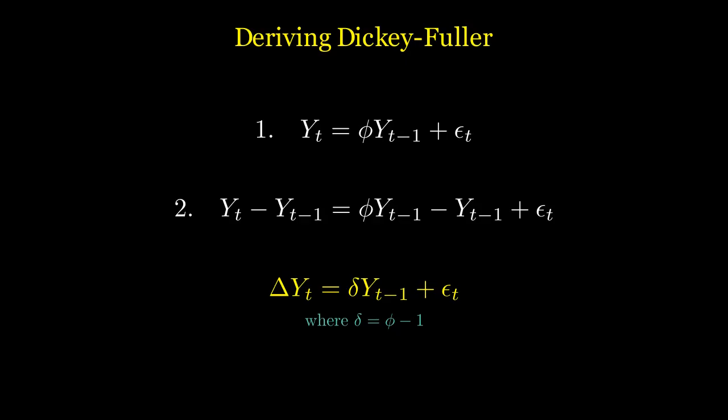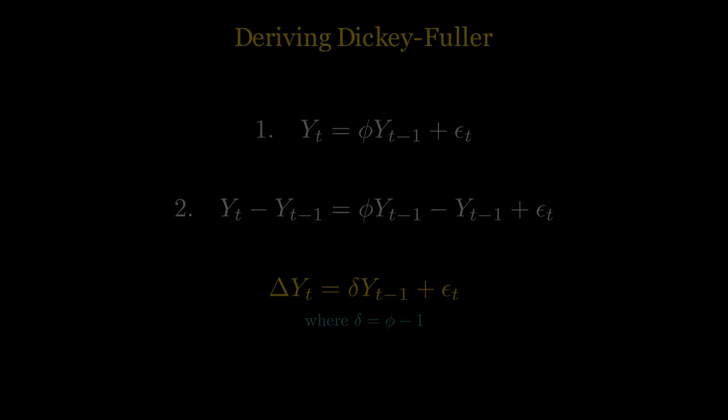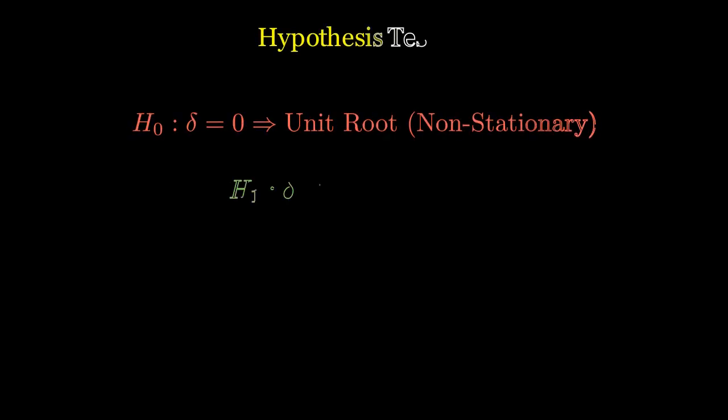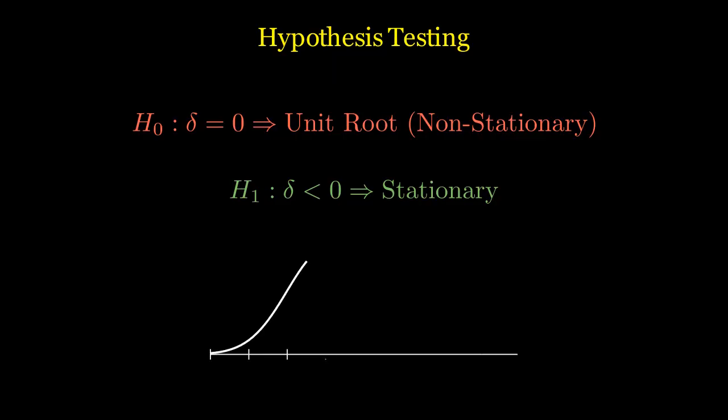Now, the hypothesis testing part is key. Our null hypothesis, H0, is that delta equals 0, meaning phi equals 1. This implies the series has a unit root and is non-stationary. Our alternative hypothesis, H1, is that delta is less than 0, meaning the series is stationary. We use a special tau statistic because the standard t distribution doesn't work under the null hypothesis of non-stationarity.